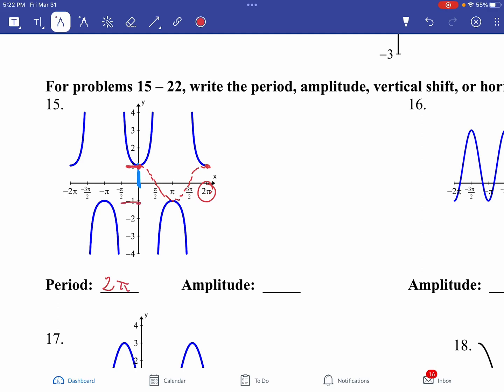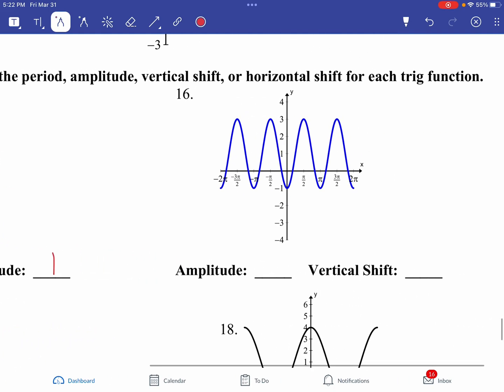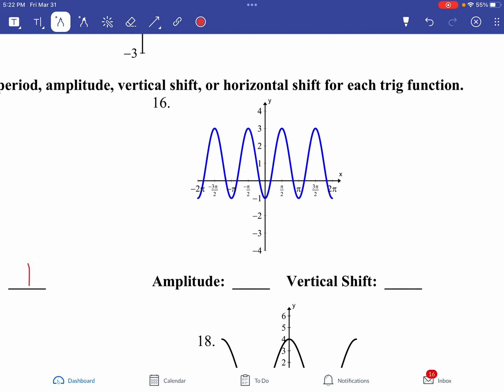So we could take the top and the bottom. It's going to be a total distance of 2. Cut it in half, it's going to be 1. Next, for the amplitude, if we take the total distance, 3 to negative 1 is 4. Divide that by 2. You're going to get 2 as your amplitude. So, your vertical shift.